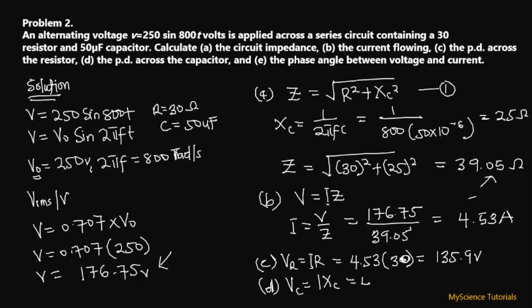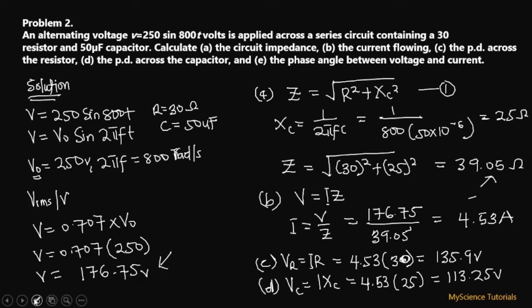So here is also going to be 4.53 multiplied by 25. And if we multiply these two, we are going to get 113.25 volts as our capacitive voltage. Alright, so the last thing we want to look at, which is the E, is to find the phase angle between the voltage and the current.